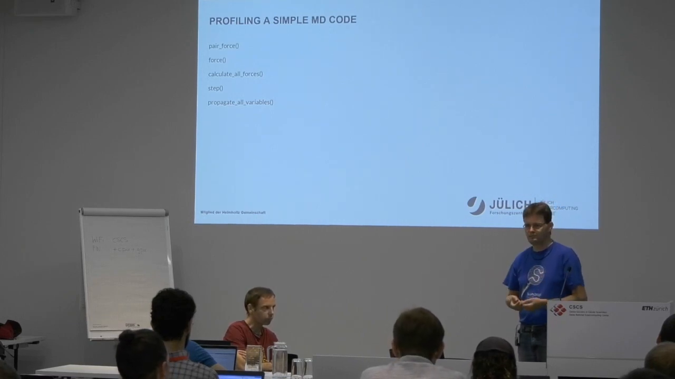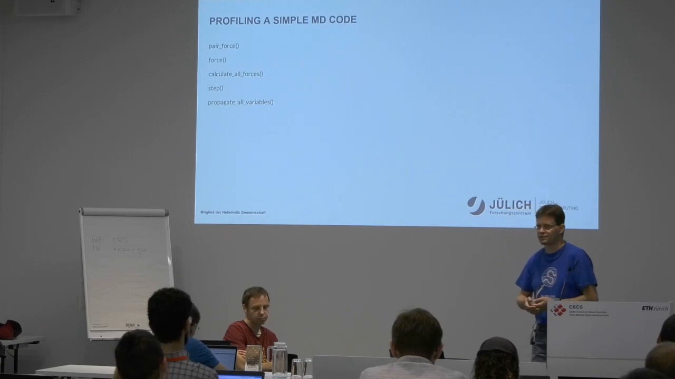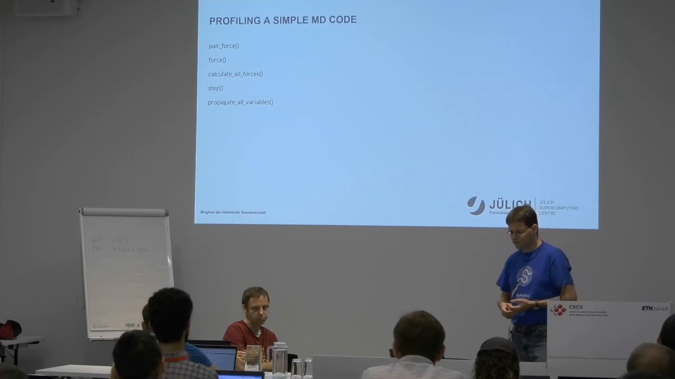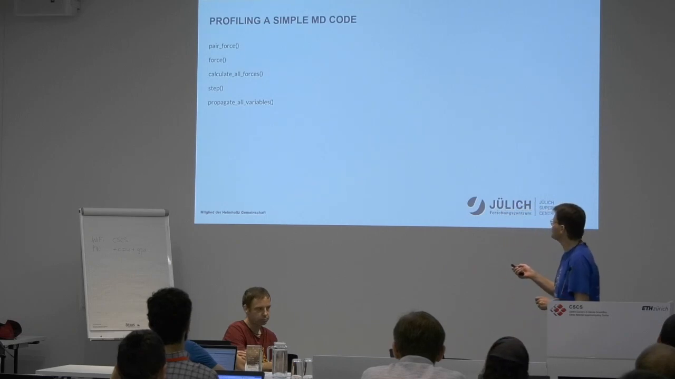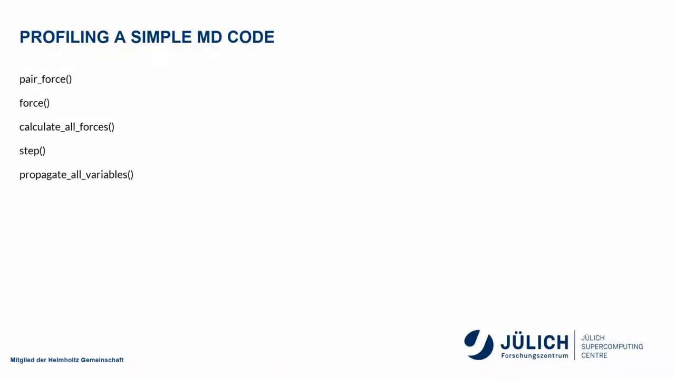Gravitation, Coulomb are perfectly fine examples for that, Lennard-Jones. There are a number of potentials that actually will work for this. So pair force here calculates the force between two particles. Force calculates the force on a particle due to all the others. Calculate all forces does this for all particles.